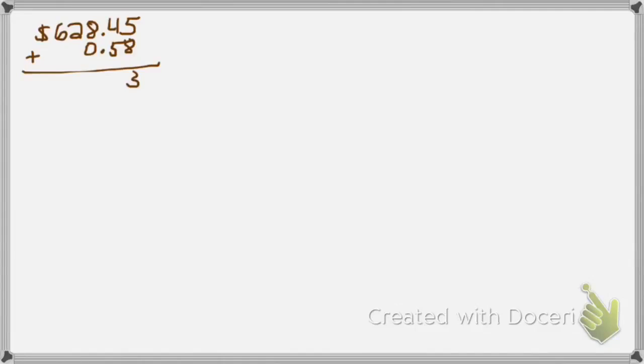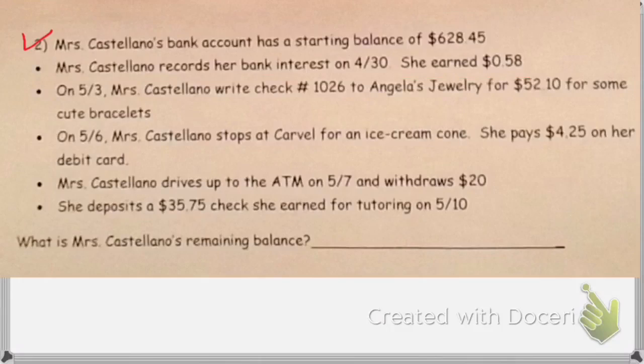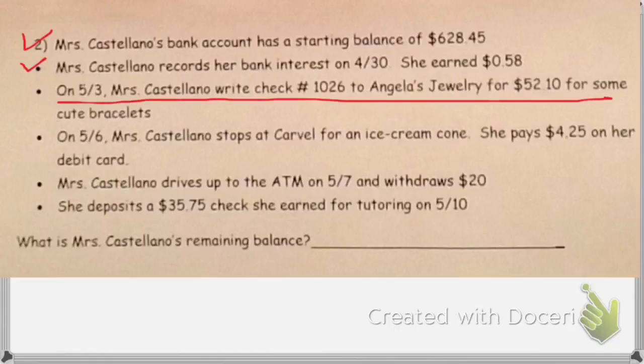5 plus 8 is 13, put down the 3, carry the 1. 1 plus 4 is 5, and 5 plus 5 is 10. Put down the 0, carry the 1, bring down my decimal. 1 plus 8 is 9, and 9 plus 0 is still 9. 2 plus nothing is 2, 6 plus nothing is 6. So Mrs. Castellano's current balance is $629.03. Let's transfer that to our gray box, being sure that we line up our digits. So we're finished with this one. Let's check it off, and let's underline our next transaction.